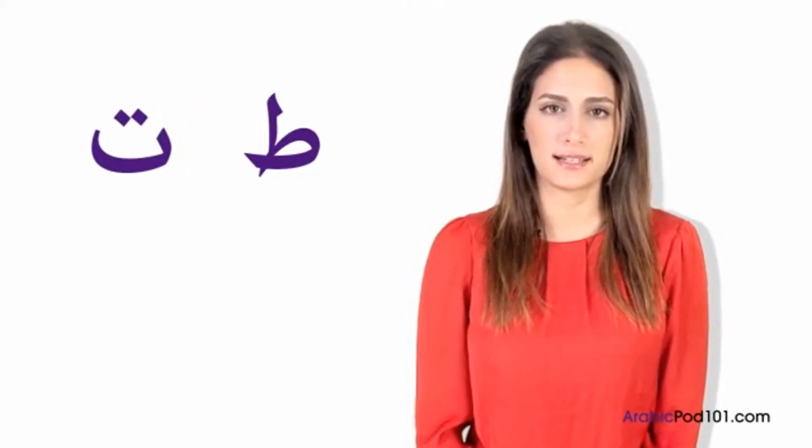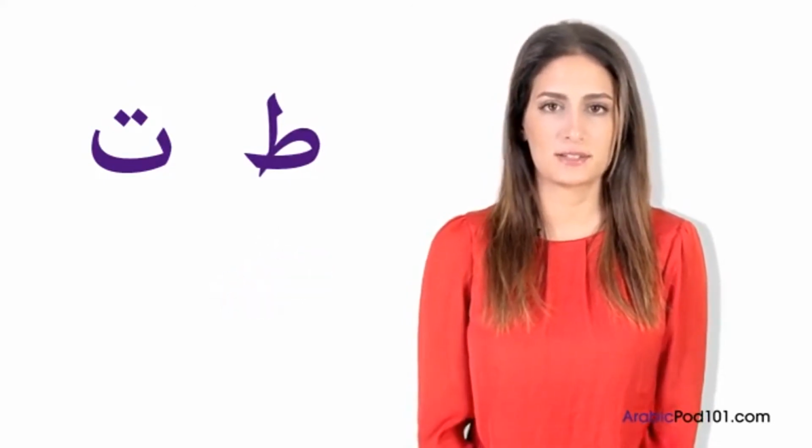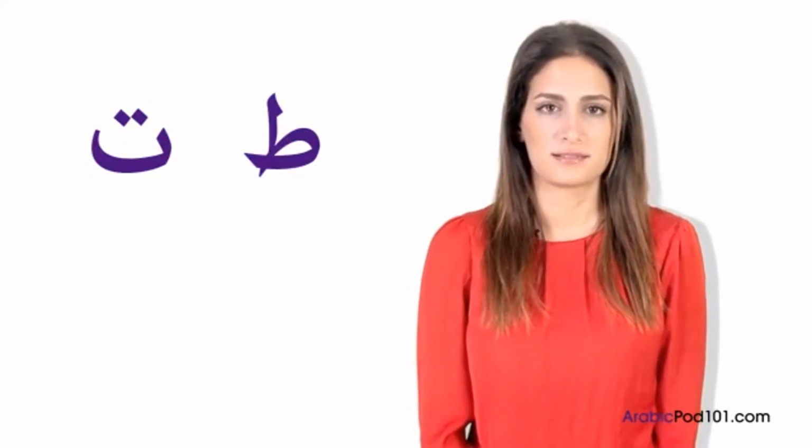The first letter we have in this lesson is Ta. This one sounds like the strong version of the letter Ta we learned in the second lesson of this series. It kind of sounds like the T in the name Tom. When you pronounce it, try to constrict your throat like you did with Sad. Let's practice it together so that you can see the difference. Repeat after me. Ta, Ta. Let's write the isolated form. Ta.